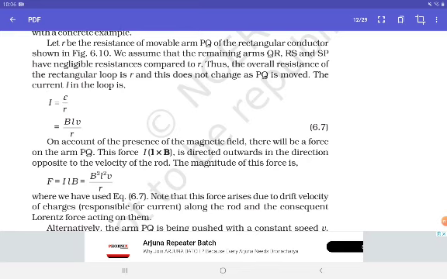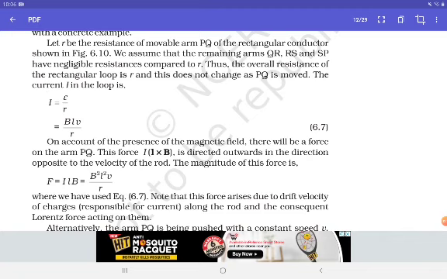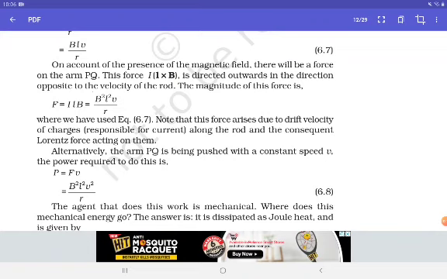R. On account of the presence of the magnetic field, there will be a force on the arm PQ. This force is I into l cross B, directed outwards in the direction opposite to the velocity of the rod. The magnitude of this force is F is equal to ILB is equal to B square L square V divided by R, where we have used equation 6.7. Note that this force arises due to drift velocity of charges along the rod and the consequent Lorentz force acting on them.